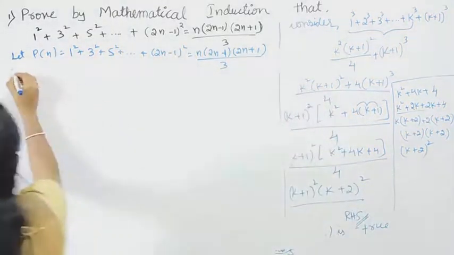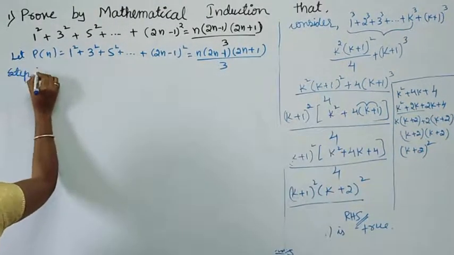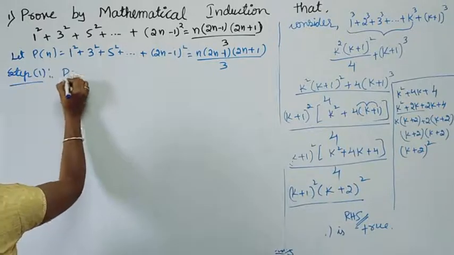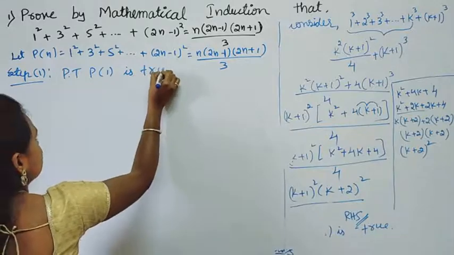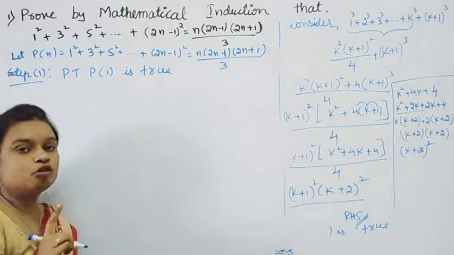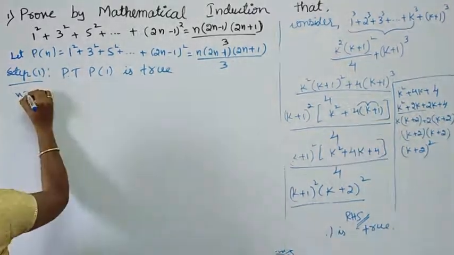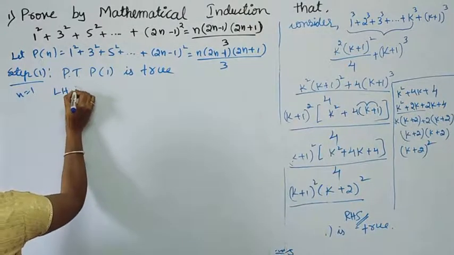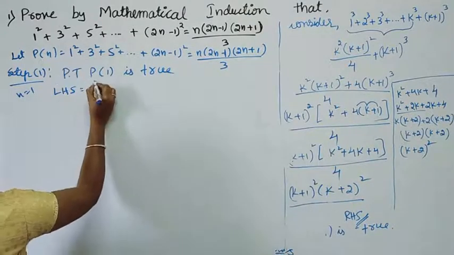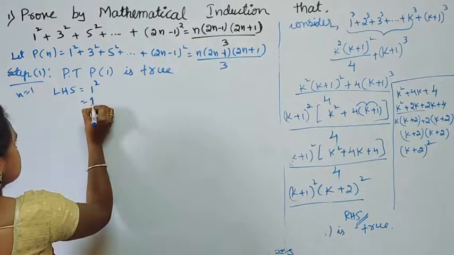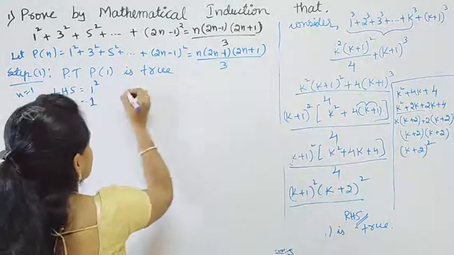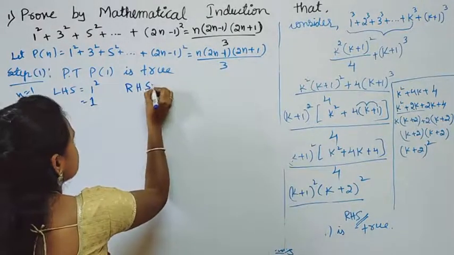So next, step 1. What is step 1? Prove that P of 1 is true. We have to prove that P of 1 is true, that is n is equal to 1. So LHS becomes what? First term is 1 square. 1 square is nothing but 1. So LHS becomes 1. So what does RHS become? Put n is equal to 1.